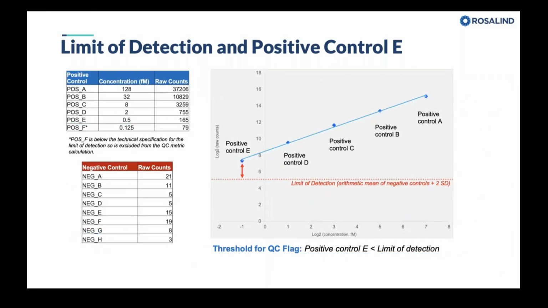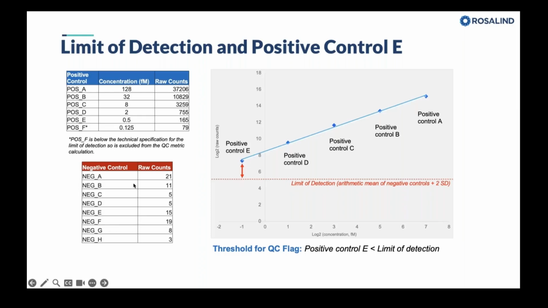So that's shown here. We have some positive control values in that top table that I've displayed before. Below that, these are the negative controls in the same sample. So this is data for one sample. What we're doing is plotting positive control E, in the log2 scale again, and then calculating the limit of detection based off the negative controls.